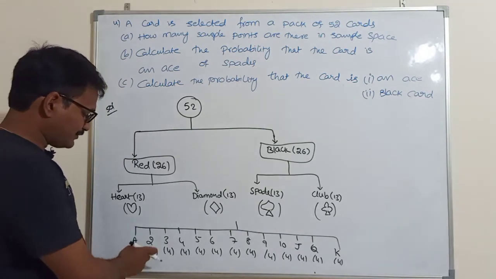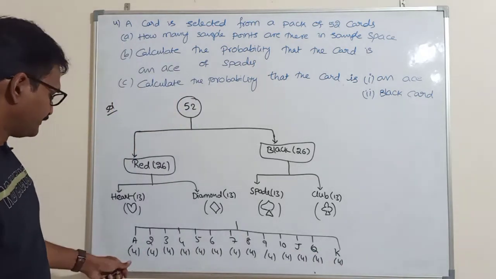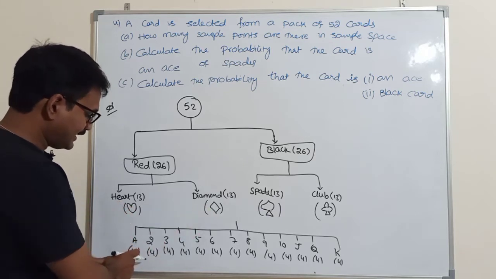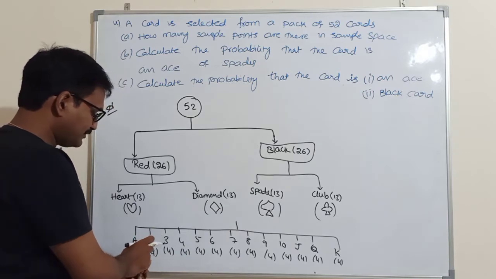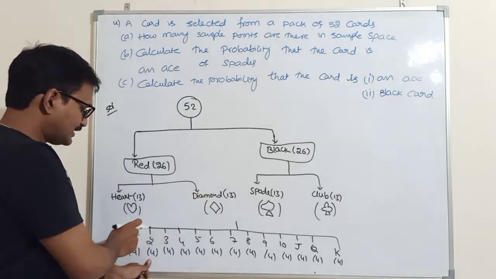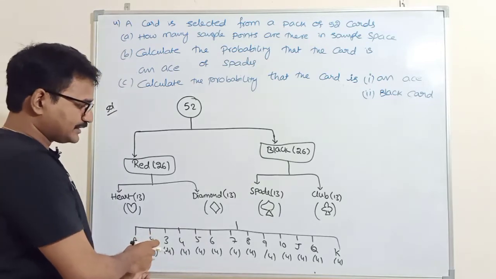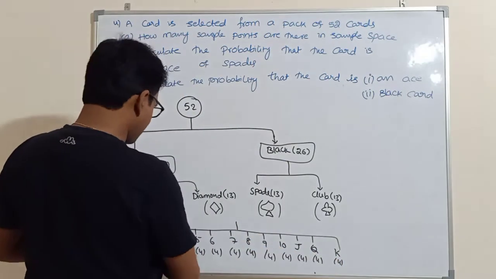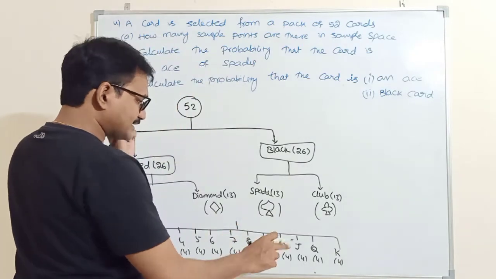So number of ace cards are 4, number of 2 cards are 4, number of 3 cards are 4. Similarly, number of K cards are 4. Out of these 4 ace cards, one is heart ace, one is diamond ace, one is spade ace, and one is club ace. Similarly, out of 4 cards with number 2, one card is heart 2, one card is diamond 2, one card is spade 2, and one card is club 2. Similarly, K cards are also the same: heart K, diamond K, spade K, and club K. So cards are distributed like this.